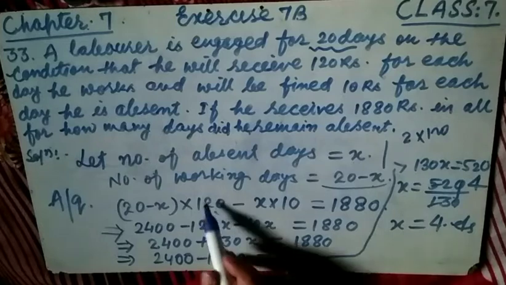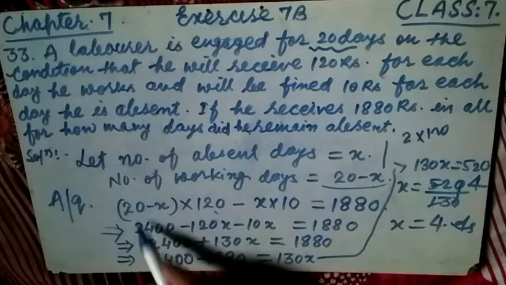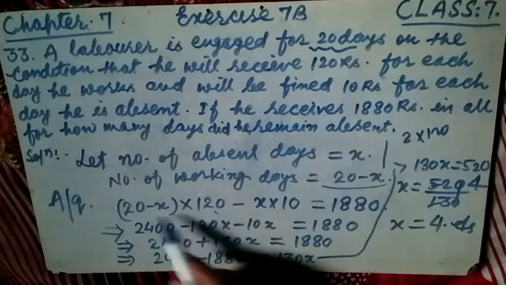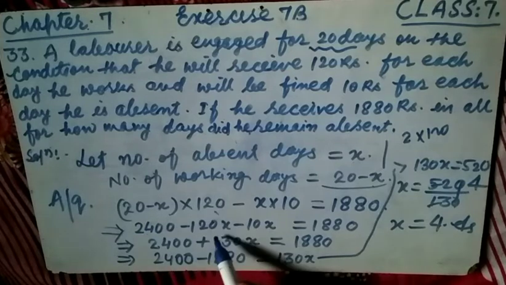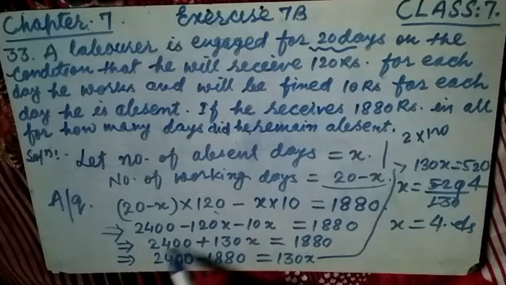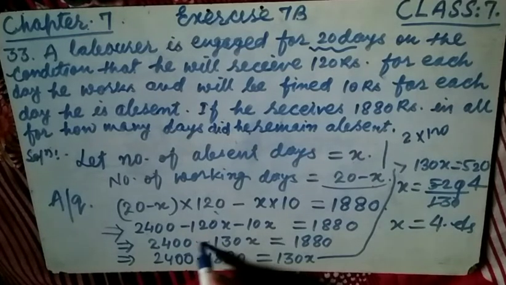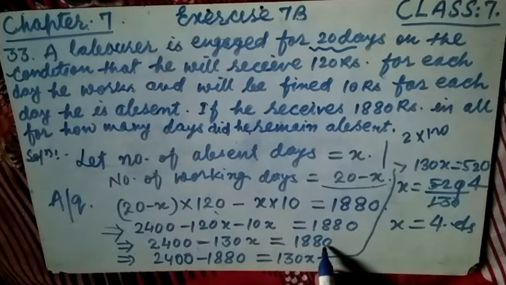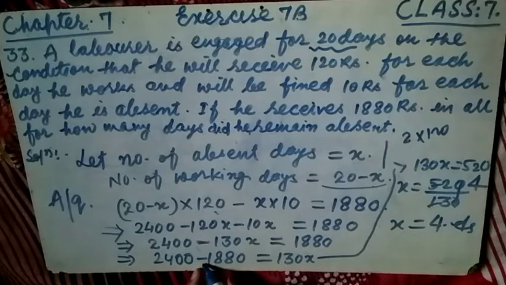Now we multiply by 120: 12 times 2 is 24, and then two zeros, so 2400. This is minus, and 120x stays as it is, minus 10x as it is. Now minus 120x minus 10x is minus 130x. We bring this 1880 to the left-hand side with a negative sign, and we bring this 130x to the right-hand side with a positive sign.